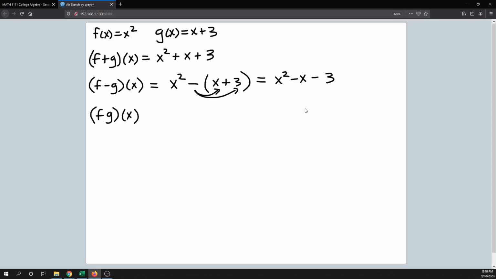To make f times g, we would just do the formula for f of x times the formula for g, which should be x plus 3. Again, that needs to be in parentheses since it has multiple terms here. We can clean this up a little bit by distributing the x squared through the parentheses. So we would get x cubed plus 3x squared.